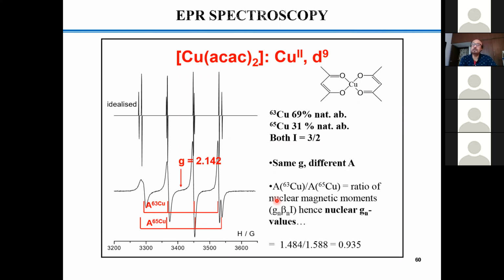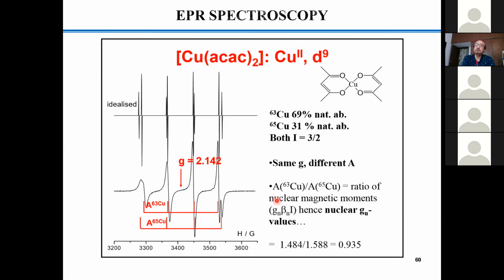Now, depending on what spectroscopic technique you are choosing, their requirements are different. For ESR, two requirements are there. For mass spectrometry, only the natural abundance quantum is important. For ESR, the natural abundance quantum is important.